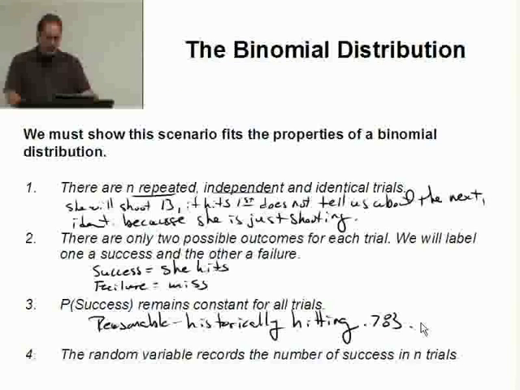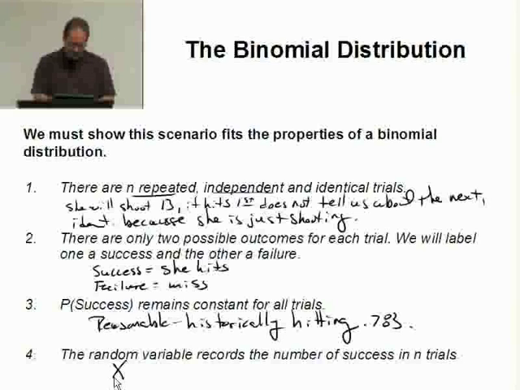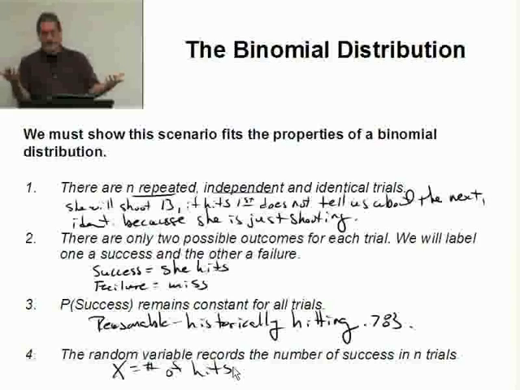Now, the random variable records the number of successes in n trials. I'm just going to say x equals the number of hits. Okay, I'm going to use x as the random variable. You could use h for hits. Whatever. All right, let's go ahead and actually work with some probabilities now.